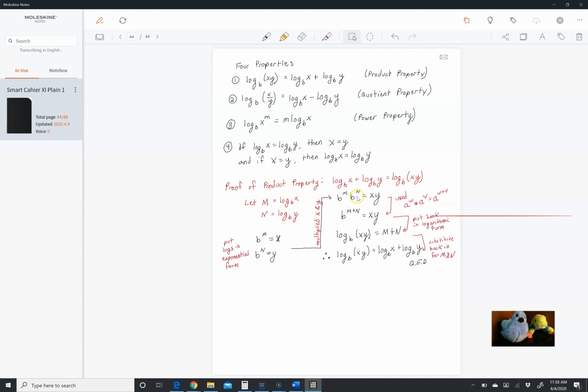So we took these, we multiplied them. When we multiplied them, we can add exponents if it's the same base. So b to the m plus n equals x times y. Then we took this exponential expression and we put it in logarithmic form. We made it into a logarithmic expression. This was the base of the exponential, so it becomes the base of the logarithm. This was the answer, so it becomes the argument. A and A, answer, argument. This is the exponent. Purpose of the log is to solve for the exponent.